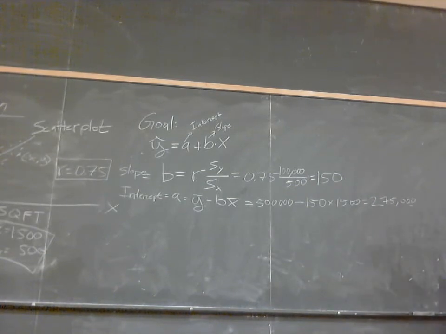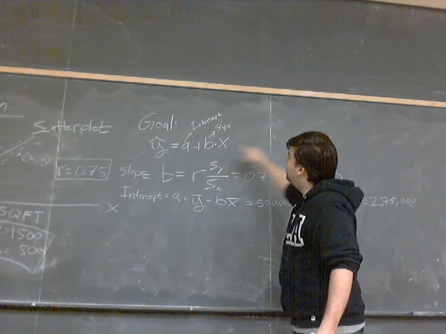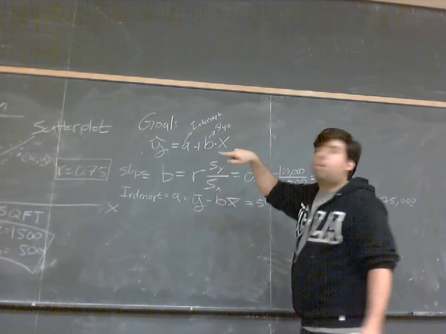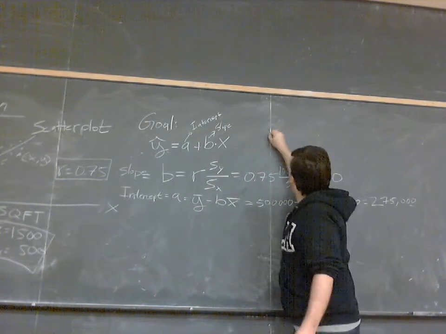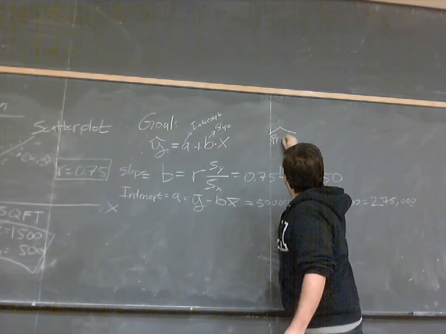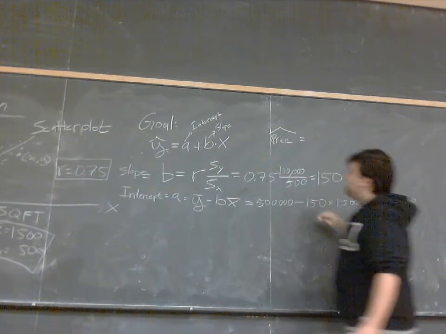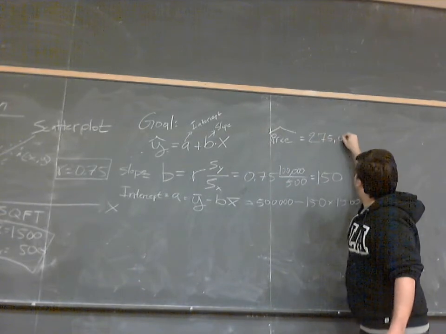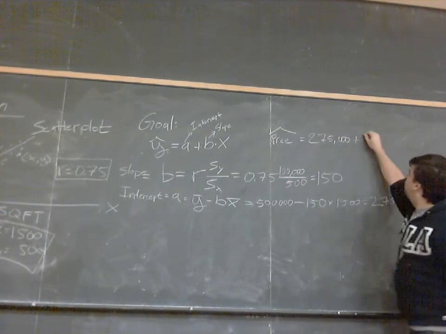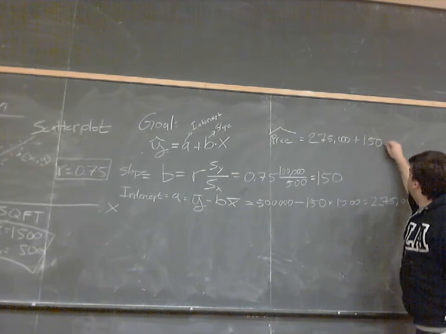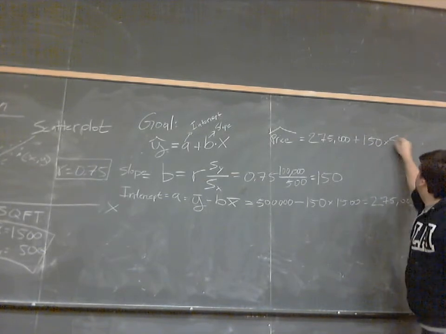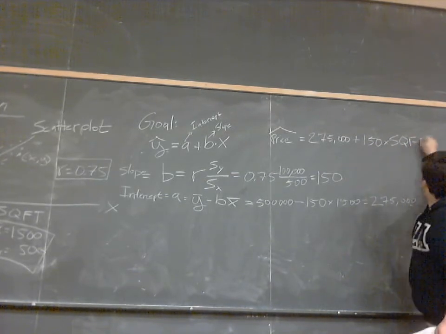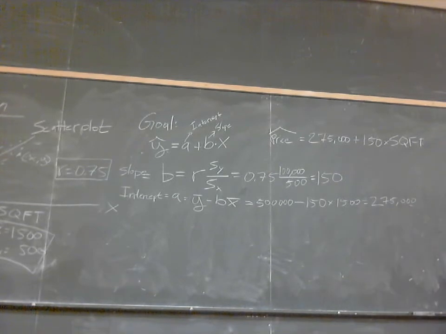So I have my slope and my intercept, so we can put it together. Y hat, we know y is just price, so I'm going to have predicted price equals my intercept, 275,000, plus my slope, times my x variable, square footage. So this is the best fitting line, the linear regression model, to predict price from square footage.